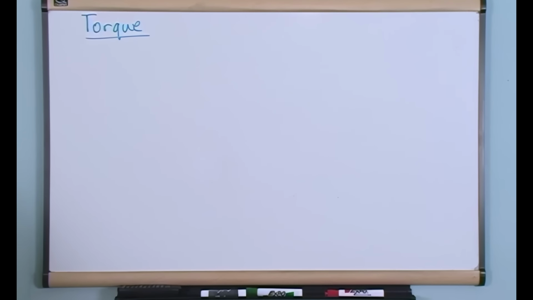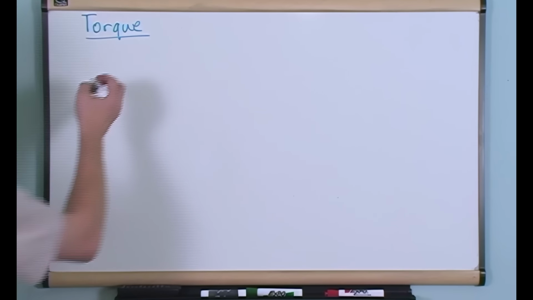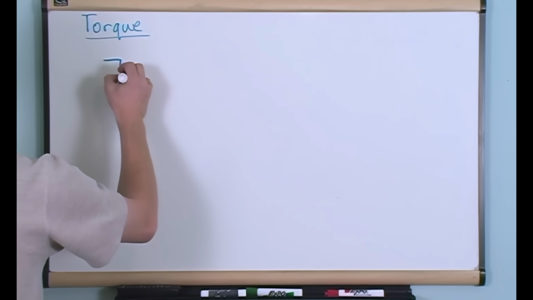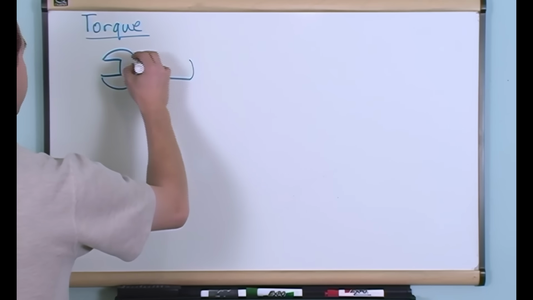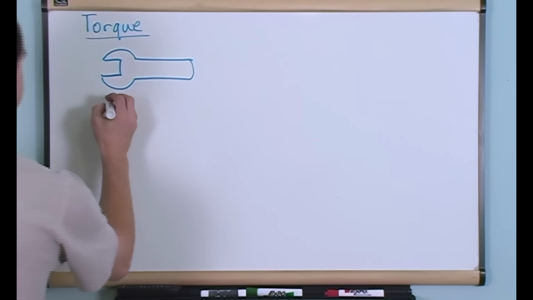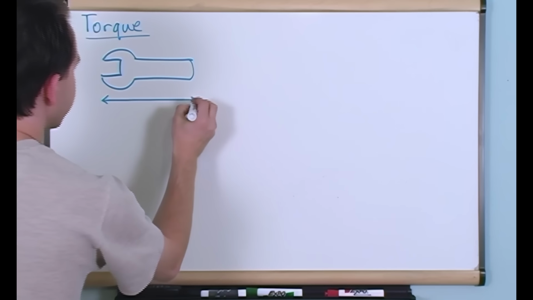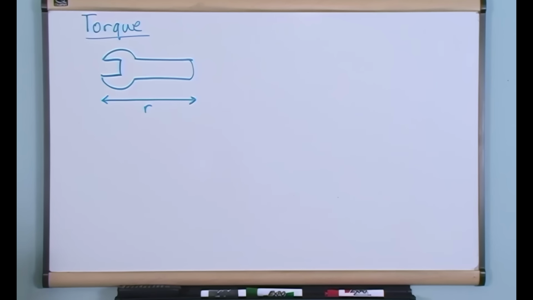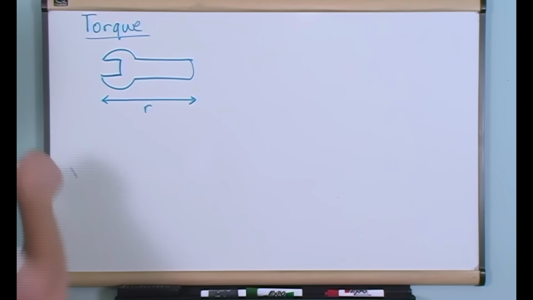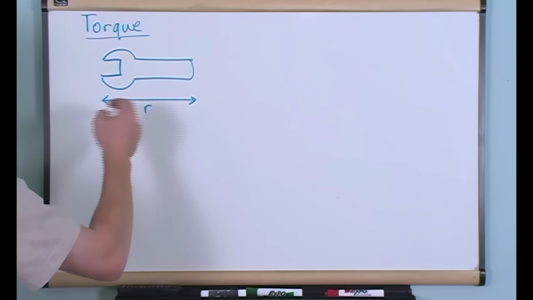Okay. Imagine that you have some kind of a wrench, and I'm going to draw it like this. This is a wrench like this, okay? The wrench has some distance, some length. Now, instead of using L, I'm going to use R, and you'll understand why in a second. But anyway, it's just the length of the wrench here.